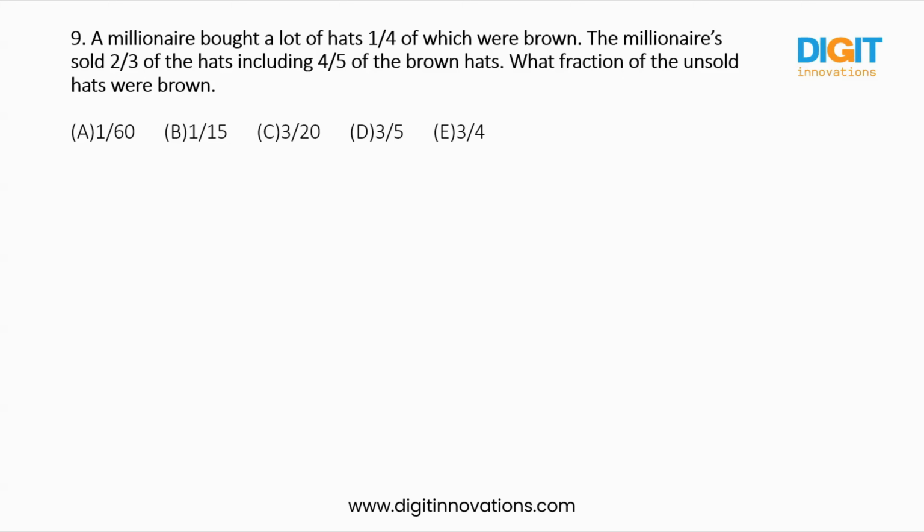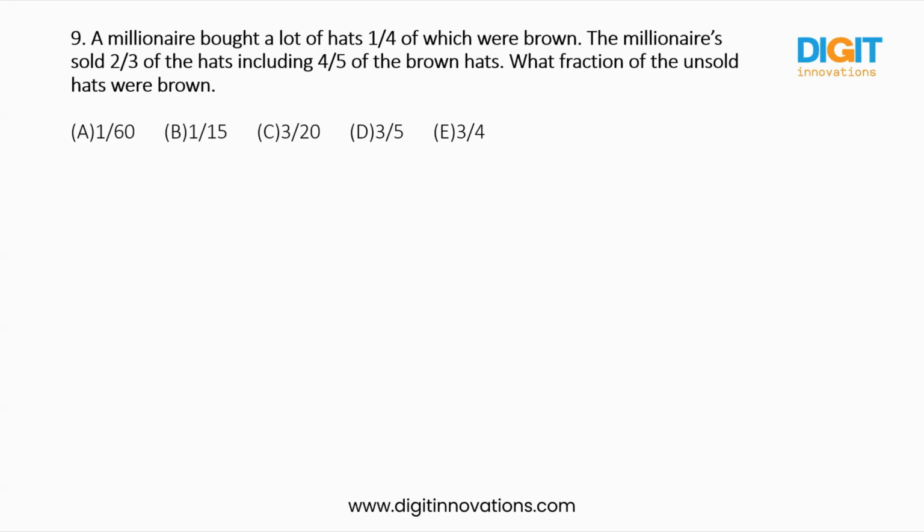Okay, the question itself. There are some hats. In those hats, 1/4 were brown. And they are telling that the millionaire sold 2/3 of the hats. That means in the total hats, he sold 2/3. In that 2/3, 4/5 were brown hats, and they got sold. And what fraction of the unsold hats were brown?